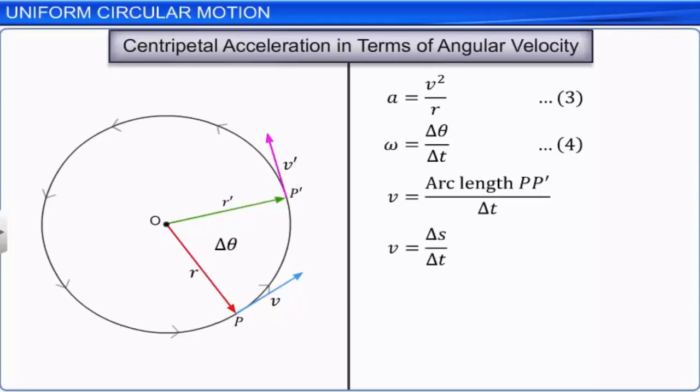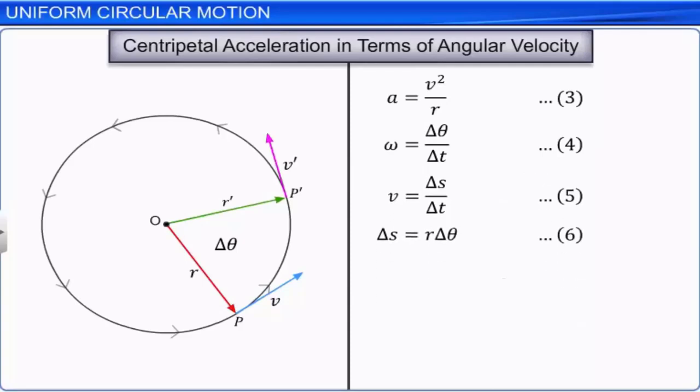Substituting 6 in 5, we get V is equal to r delta theta by delta t. Let this be equation 7. Substituting 4 in 7, we get V is equal to r omega. Let this be equation 8. Now, substituting equation 8 in 3, we get centripetal acceleration a c is equal to omega square into r.